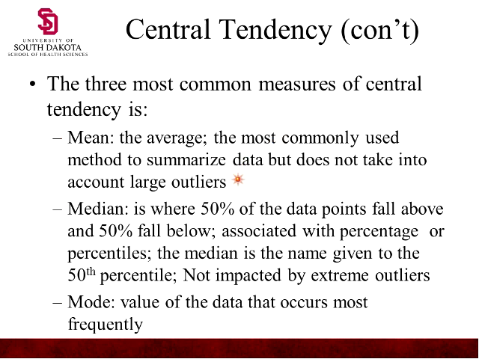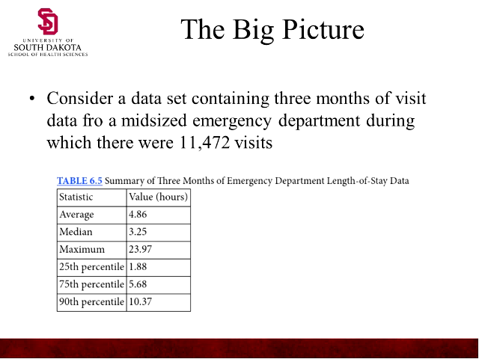That's the most commonly used method of summarizing data, but it does not take into account the outliers. A median is where 50% of the data points are above and 50% are below. Now, if there's an even number of data points, like 10 of them, then you go between two data points, of course. It's associated with percentiles, and the median is given as the 50th percentile. It's not impacted by extreme outliers because it's just looking for the middle of the data. The mode is the value of the data that occurs most often. So if you have 10 different reporting, like the triage thing, the mode would probably be the fourth category because it was the highest.